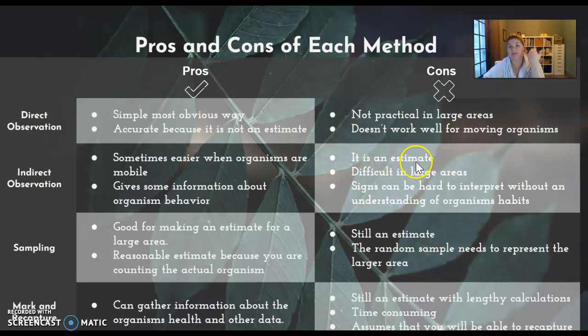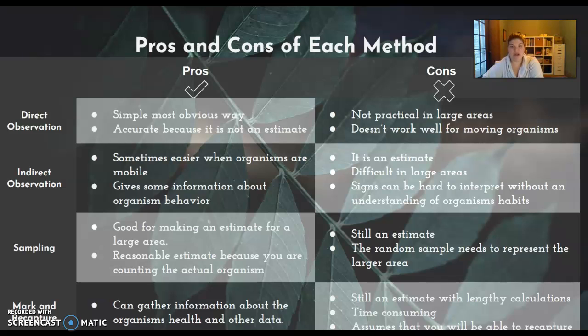Some negatives to indirect observation. It's just an estimate, okay? Direct observation is the only one that is not an estimate, but indirect observation is an estimate. It's difficult to do in large areas because you would be surveying a large area looking for tracks or looking for signs of life. That's difficult to do and time consuming. And it can be hard to interpret without understanding the organism's habits. So if I don't understand how many of a certain species of birds nest together, then I'm not going to have a good feel on how many birds are in each nest if I'm just counting bird nests.